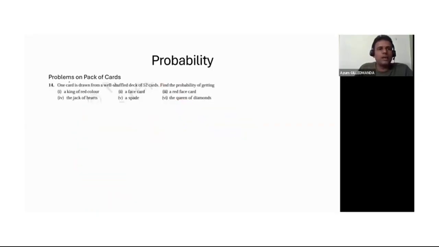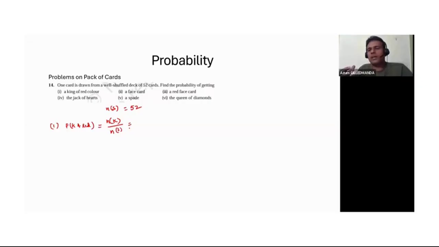So, if you see here, problem on pack of cards. One card is drawn from a well shuffled deck of 52 cards. Okay. So, always remember in a pack of cards, N of S, the total outcomes, is 52 because there are 52 cards. Okay. Find the probability of getting a king of red color. A king of red color. So probability of getting a king of red color. King of red. I'll just denote like this. This is what is the probability? N of getting K by N of S.